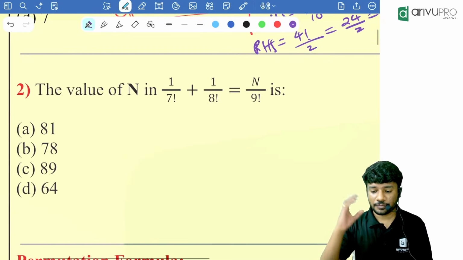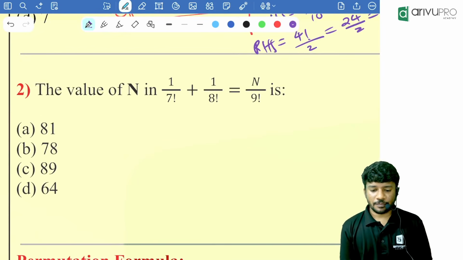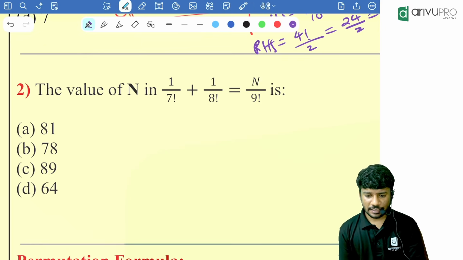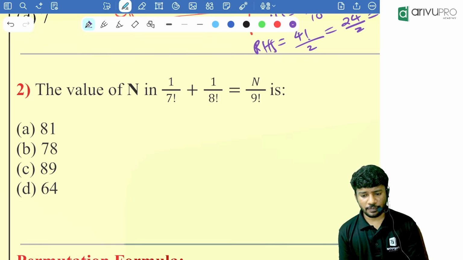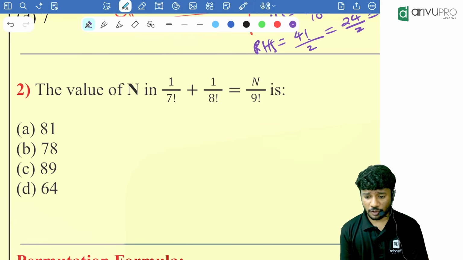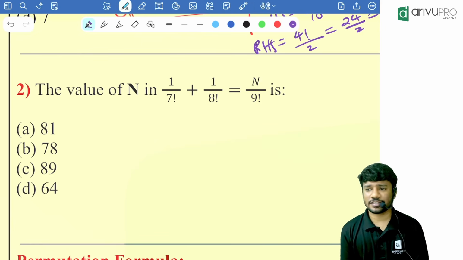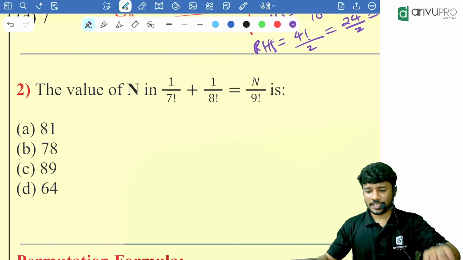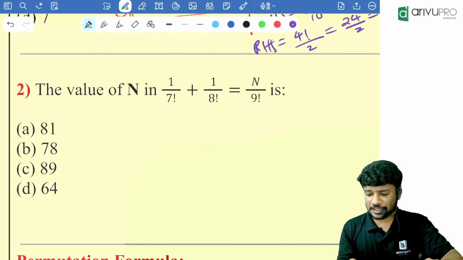Next one, people. What is given? The value of n in 1 by 7 factorial plus 1 by 8 factorial is equal to n by 9 factorial. How to find this? Anyone, any idea? What is the easiest way of finding it? Option A. Yes, correct answer. What is the easiest way of finding it?